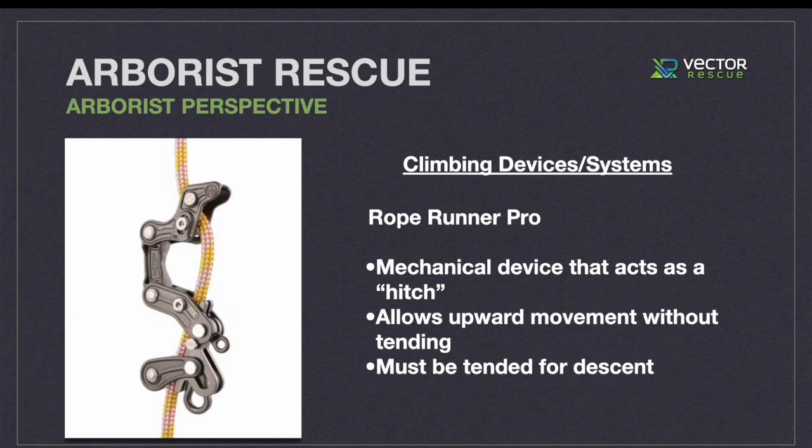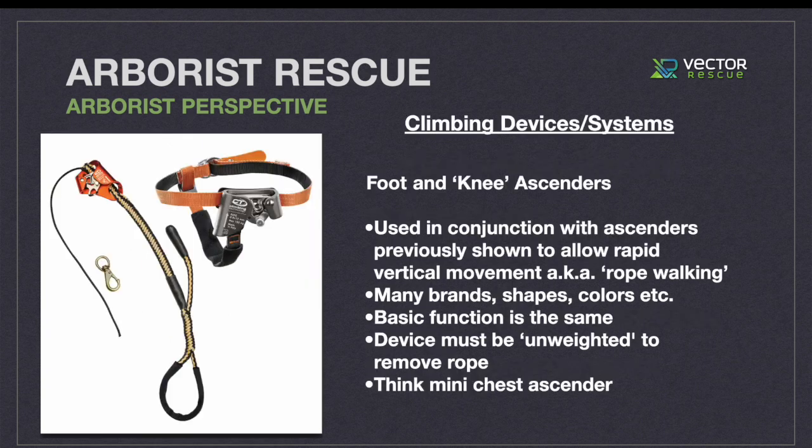Another example of a mechanical prusik device that acts as a hitch. This is the Rope Runner Pro. Function, again, is the same. It allows upward movement without tending, locks when you sit into it, and must be tended for descent. Some of the other things used by arborists to climb are knee and foot ascenders.